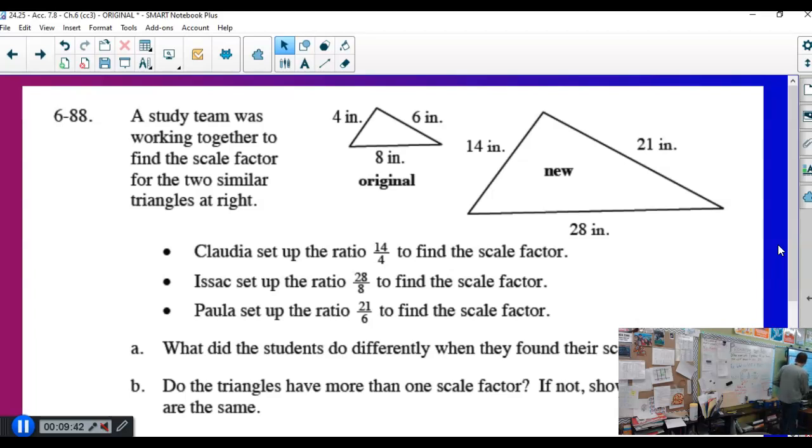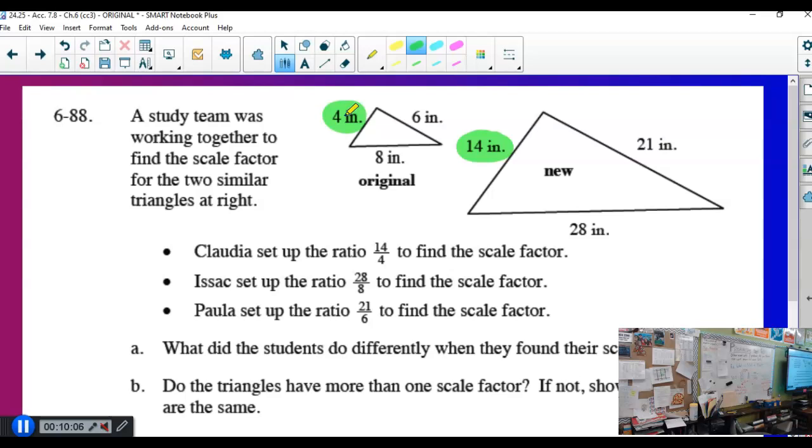Harrison, if we look at Claudia, now we just reviewed that we need to be comparing new to original. Did Claudia do it right, or does she need any pointers? So 14 to 4. Looks like Claudia used 14 off the original. And those sides are what we call corresponding, right? They go with each other, the corresponding sides.